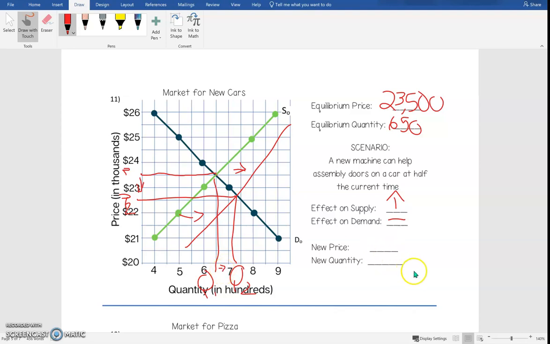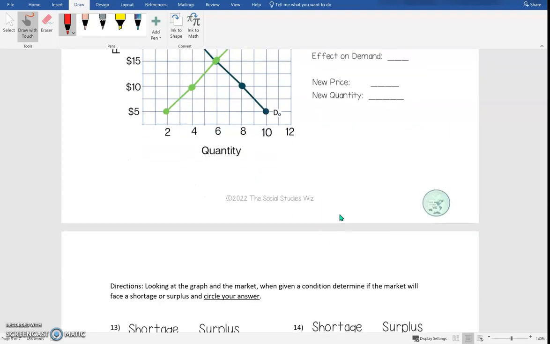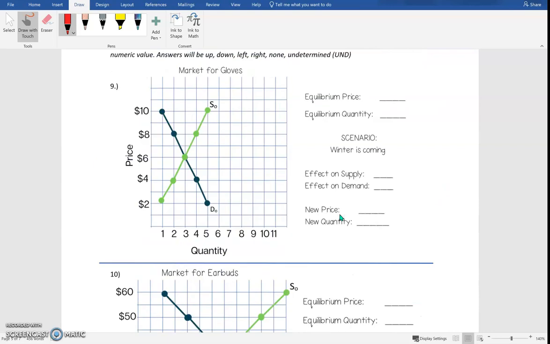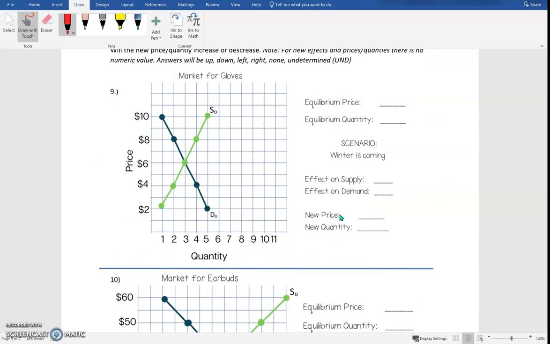So for this part where it says new price and new quantity, I do not want to see numbers. That's because we don't know the exact degree to which a supply or demand curve is shifting either way, right? We just know that overall the price will change this way and quantity will change this way. So new price has gone down and new quantity has gone up. It's increased, okay? So you're going to do that for question 12 and for questions 9 and 10, okay?